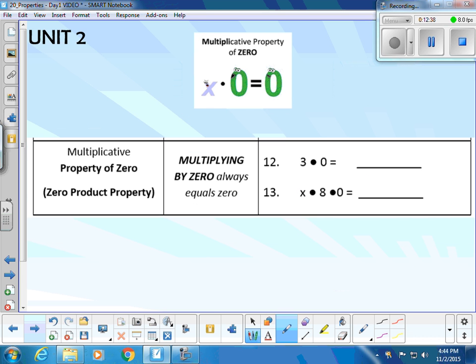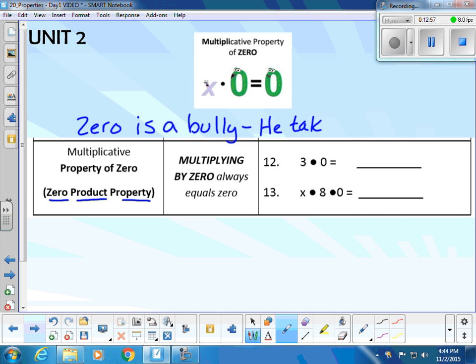Okay, last one. We have the multiplicative property of 0. It's also known as the zero product property. And I like to think of this as 0 is a bully, and he takes over. When he takes over the problem, he takes over everything. So anything times 0 is going to give you 0. And you guys have done this since you started multiplying, so this isn't something new. It's just a fancy name for it.